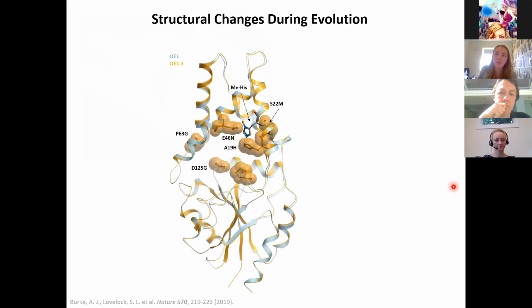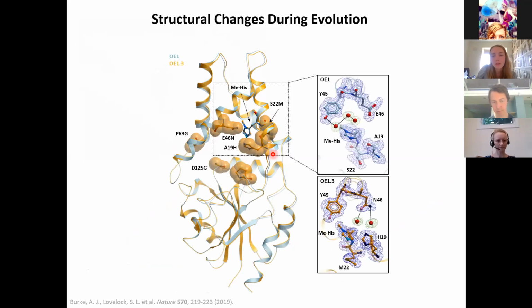To understand the origins of this improved activity, we then looked at some structural characterization. So here we can see an overlay of our starting variant and our final variant. And we can see there's not much change in the overall global structure of the protein. Most of the changes have come around the methylhistidine in the active site.